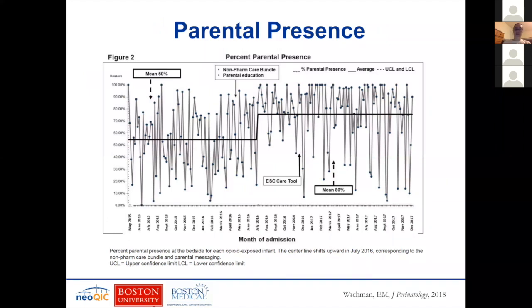So this was, again, our paper where we really showed just by this change in education of the moms in the non-pharm care bundle, we were able to increase the percent of the time our parents spent at the bedside by about 30%. And that's been maintained over the past 2 years.